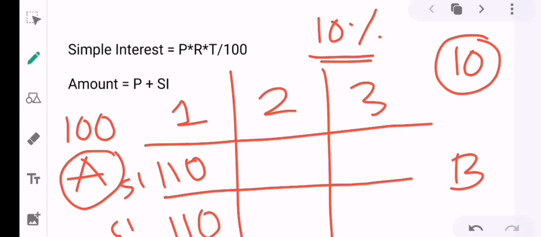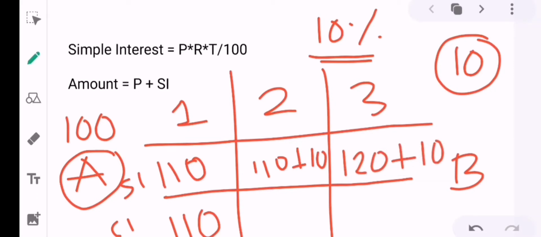In the second year, B is going to give back 110 plus 10 rupees. 10 rupees is the interest for the second year. So it is going to be 120. In the third year, it's going to be 120 plus the 10. So here you can see that the interest portion is constant in simple interest.